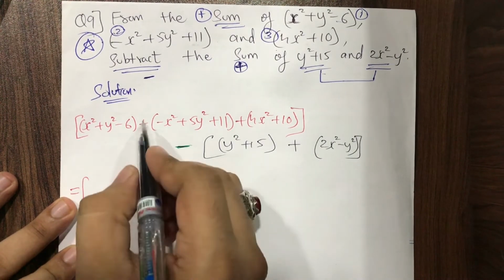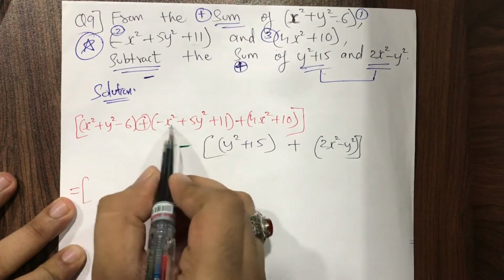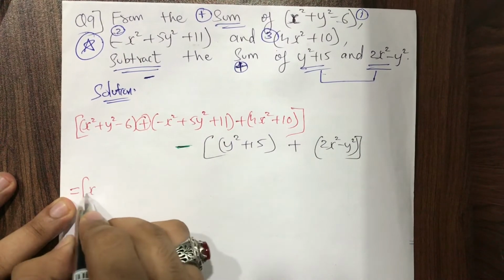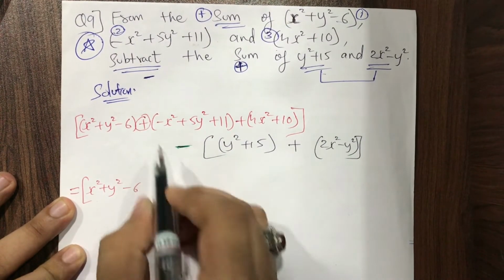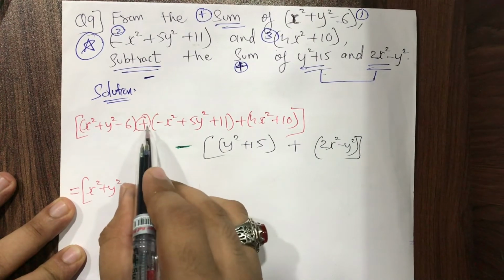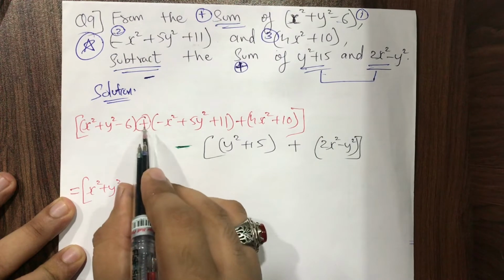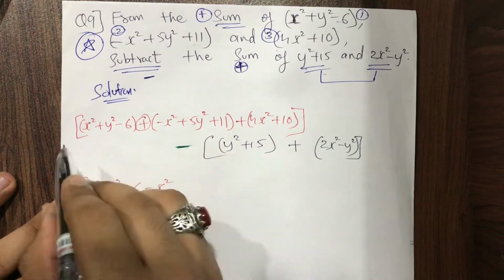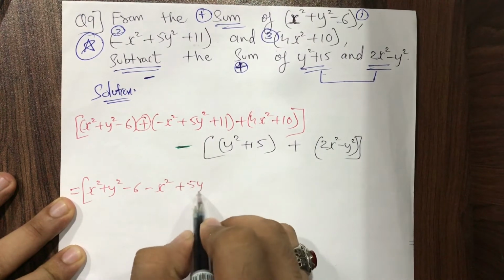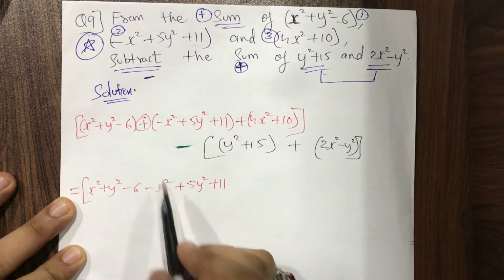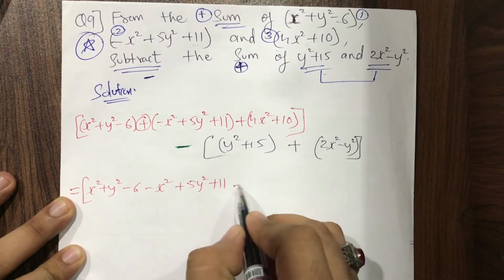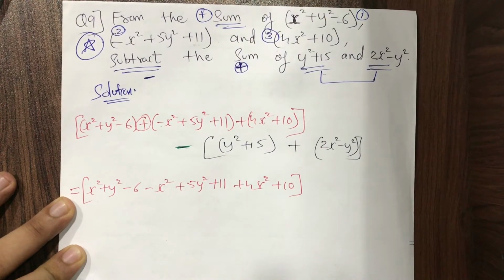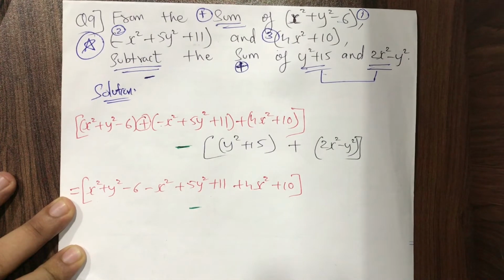what's the best part about this plus sign? Whenever we have plus outside any expression or bracket, that means the sign of that expression will not change. So first this bracket I'll copy as it is, x square plus y square minus 6, because it's plus, it indicates that no sign will be changing. It's like plus 1. So plus multiplied by minus x square will be minus x square only. It will be plus 5y square plus 11, plus 4x square plus 10. Okay, from this I have to subtract minus what?